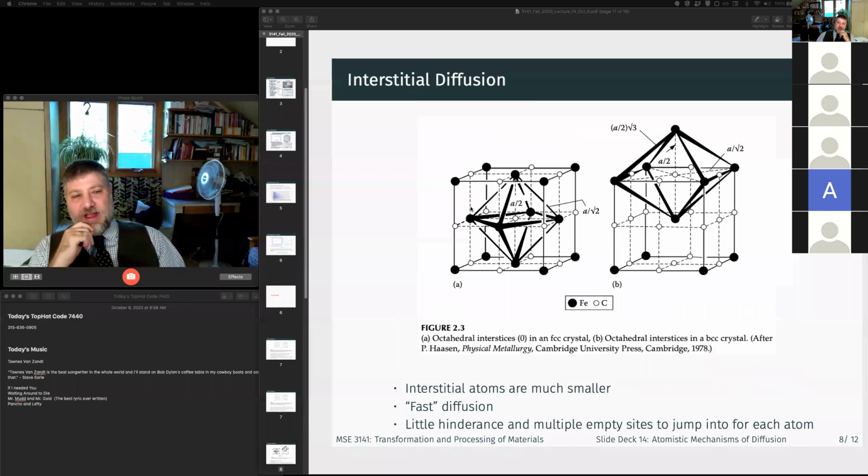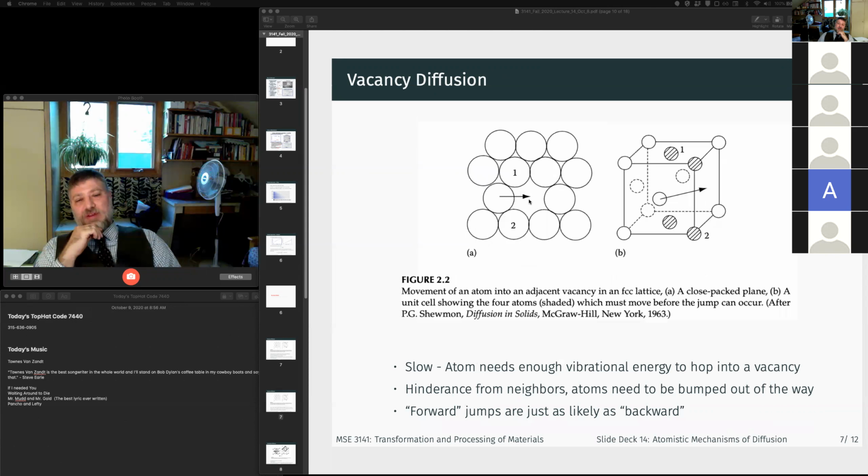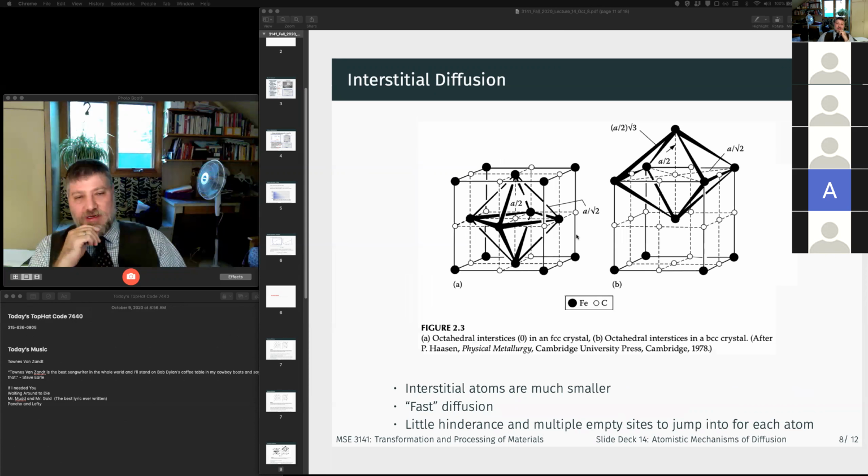Interstitial diffusion, on the other hand, is much faster, right? The interstitial atoms are much smaller. They're sitting in between the other atoms. There's much less hindrance, but we also have a completely different situation. In the substitutional case, an atom can only jump if there's a vacancy next to it.